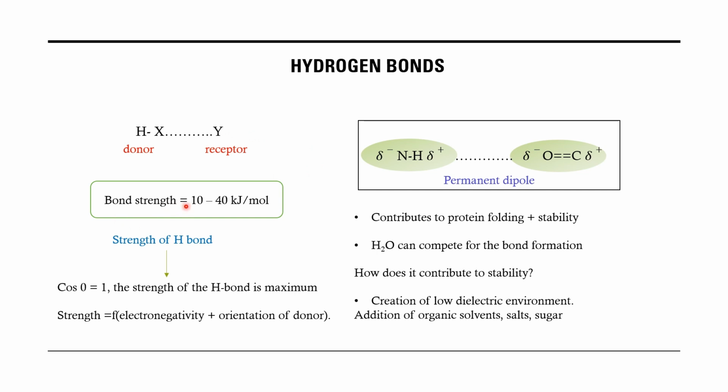Now, the strength of the bond formed can vary from 10 to 40 kilojoules per mole. It definitely is a function of the electronegativity of the atom involved in bond formation and the orientation of the donor atoms. What I mean by orientation is the bond angle that is formed. The maximum strength of a hydrogen bond is observed when theta is equal to 0, and when theta is equal to 90, the strength of the hydrogen bond is equal to 0, as we all know.